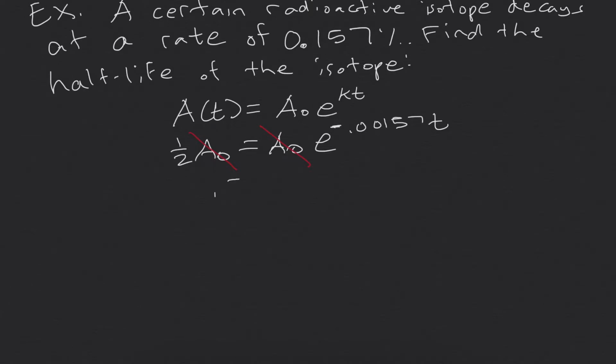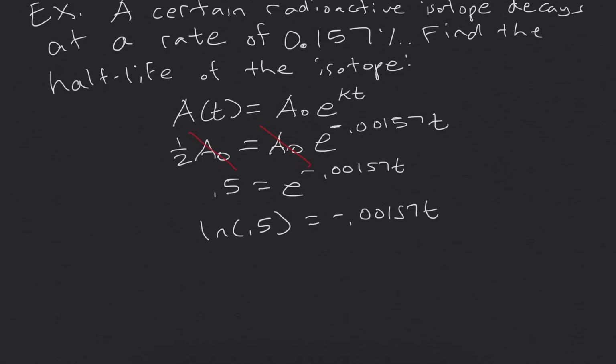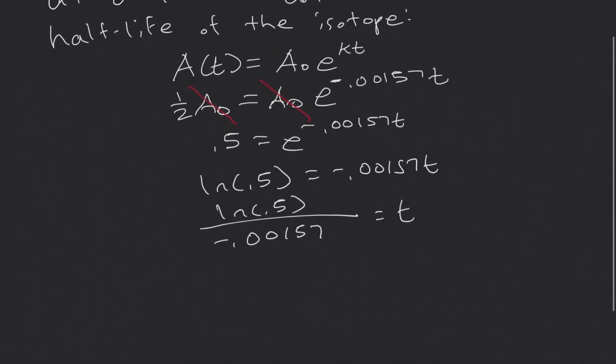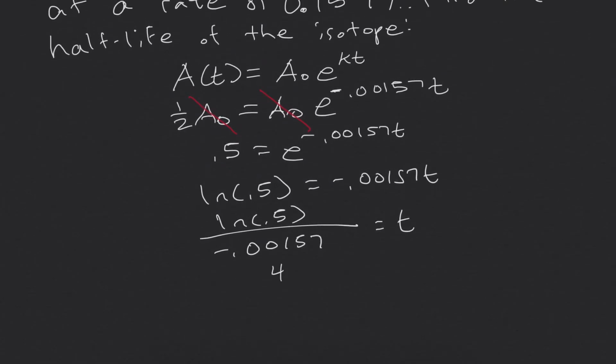And that'll leave me with 0.5 on the left, e to the negative 0.00157t on the right. Take the natural log of both sides to get rid of the e. Leaves me with a negative 0.00157t on the right hand side. I can go ahead and divide both sides by negative 0.00157 to get t by itself. My calculator there gives me approximately 442 years for t. Usually my lab will have you round to the nearest year on a problem like this.